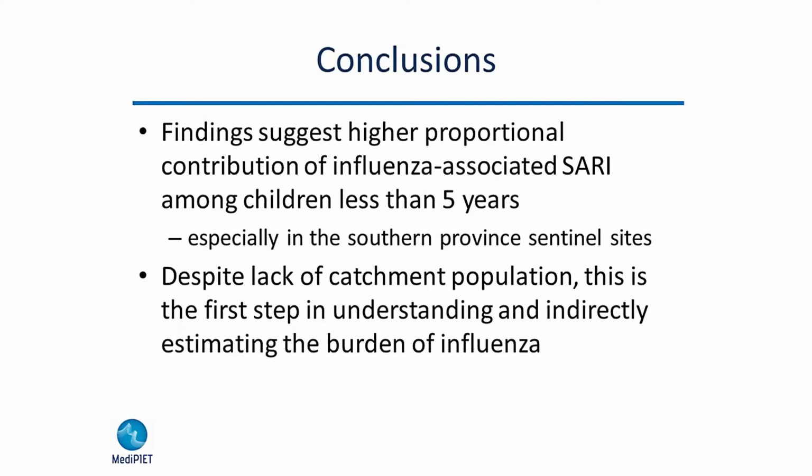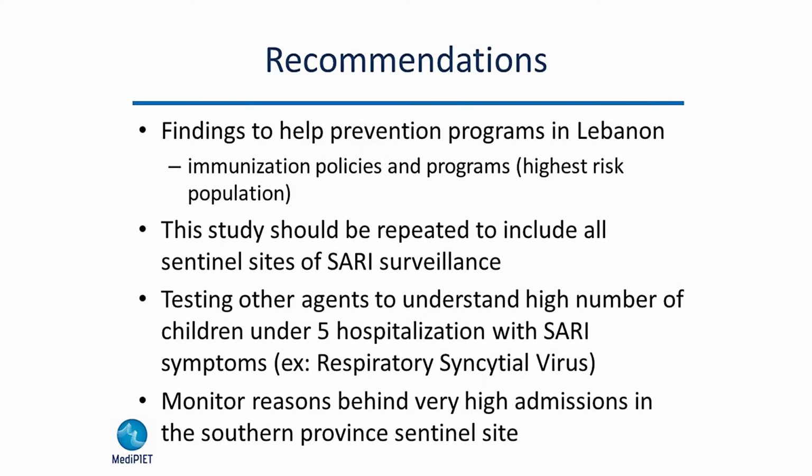So our findings again suggest that we have higher proportional contribution of influenza-associated SARI in children less than 5 years of age, especially in a southern province sentinel site in Lebanon. But despite the lack of catchment population, this is the first step in understanding and indirectly estimating burden of influenza in Lebanon. What do we recommend?